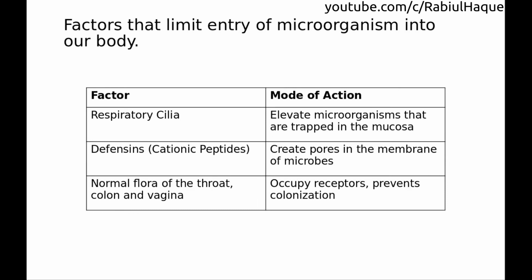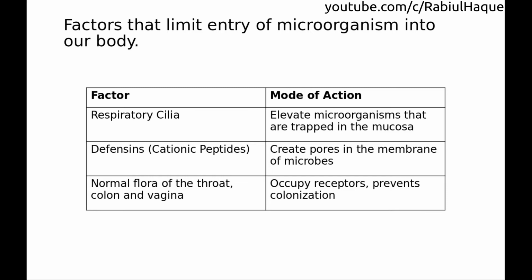The next factor that we will talk about is the respiratory cilia. We know that the respiratory tract of our body is lined by pseudo-stratified ciliated columnar epithelium, and these epithelial cells have cilia. And what is the function of cilia? They elevate microorganisms that are trapped in the mucosa, and they propel them out of our body. So that is the function of respiratory cilia, and by that function they can prevent entry of microorganism into our body.